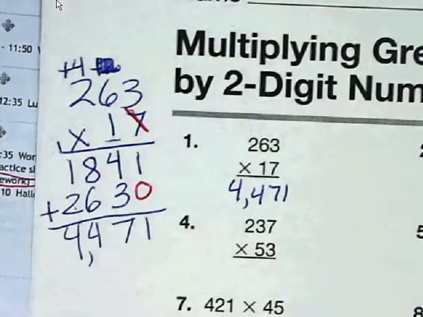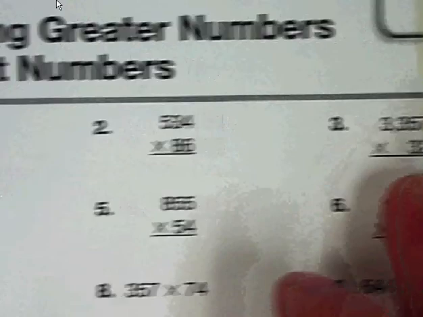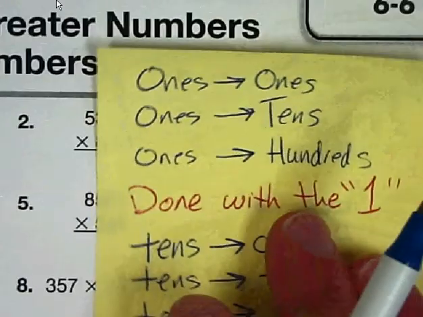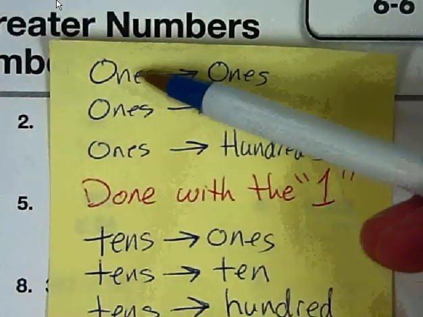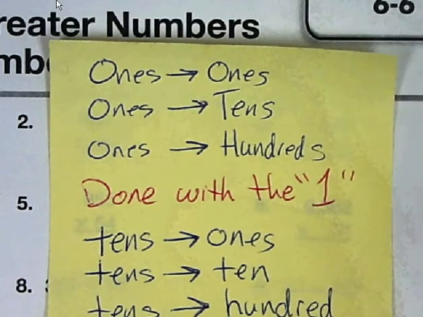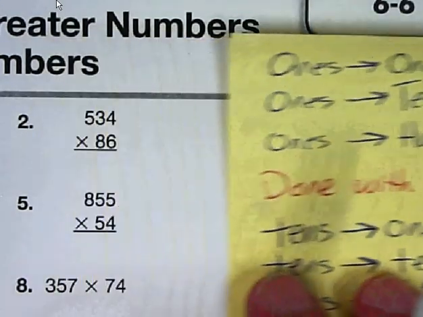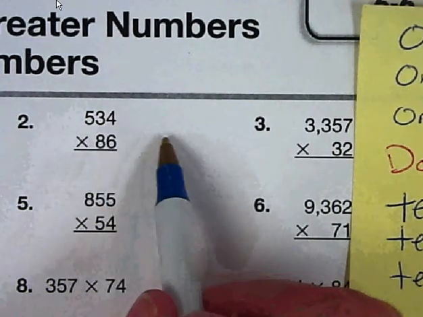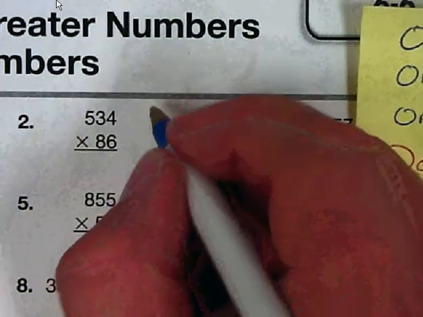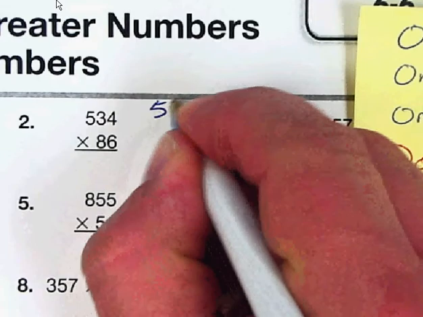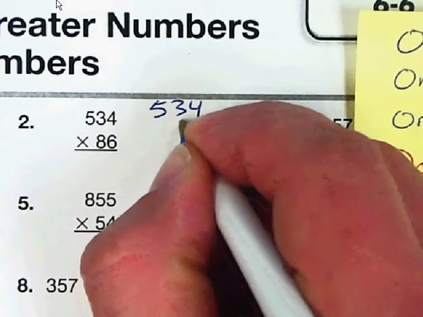So I'll go ahead and do one more for you. This is number 2. Again, remember your steps. And if you need to copy this down to kind of help you as a checklist, please do that. Okay, anything we can do to help you remember how to solve the problem. I'm going to go ahead and copy it over here on the side. So I've got 534 times 86.